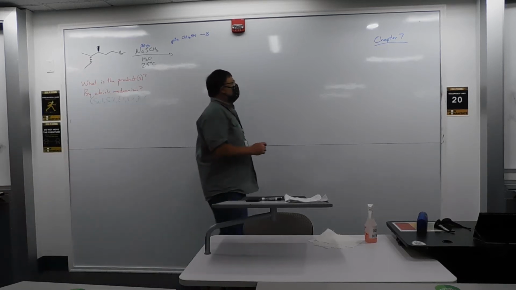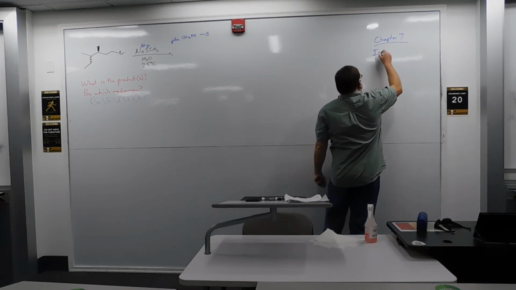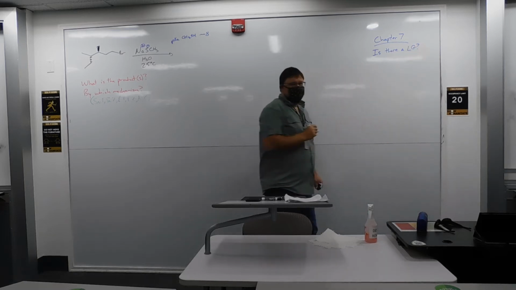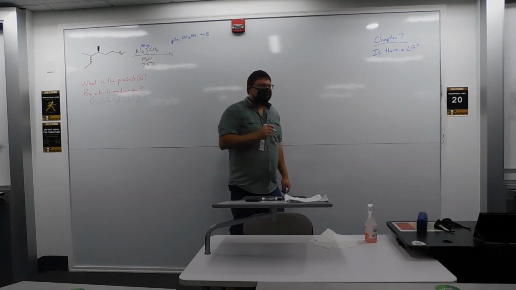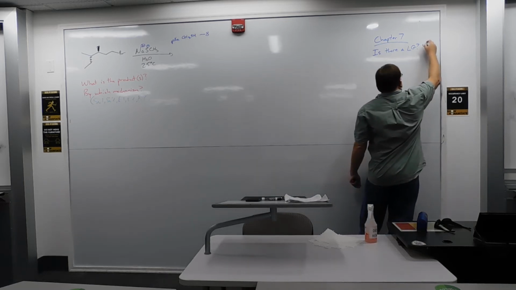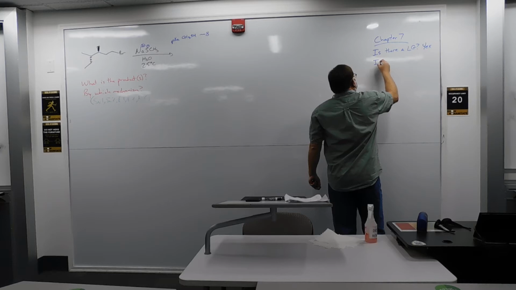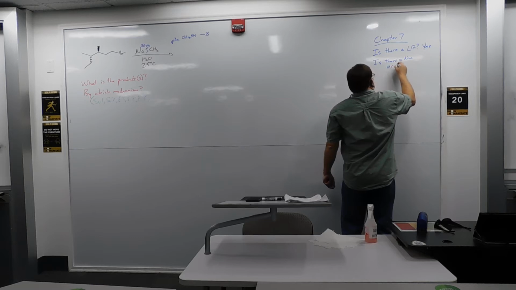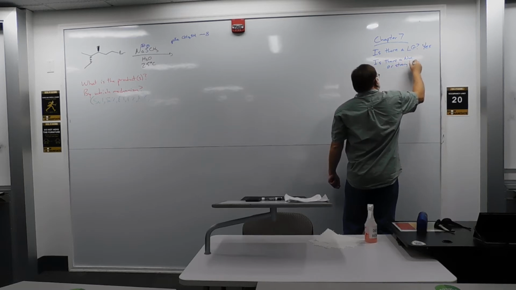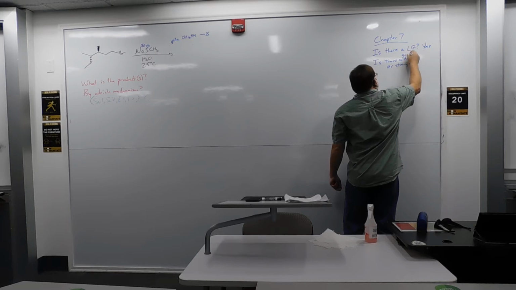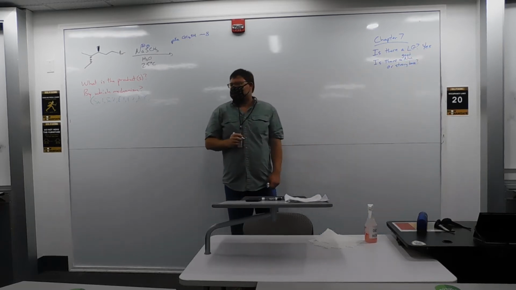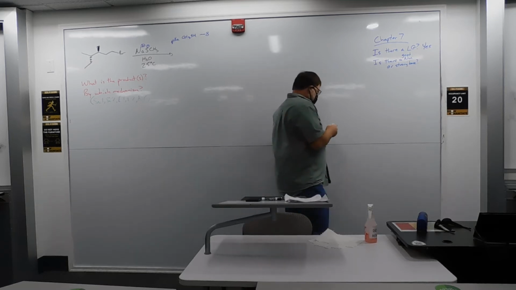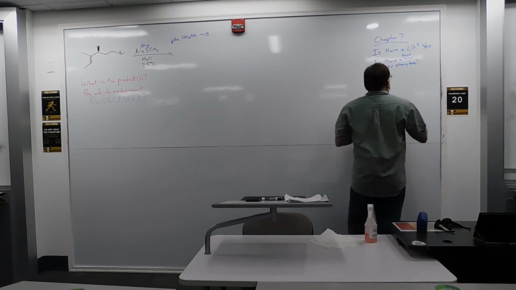So in chapter 7, the first question should always be, is there a leaving group? Yes, there is a leaving group. Next, is there a good nucleophile or a strong base? That's the one, there actually is, and this is the one where we come back.